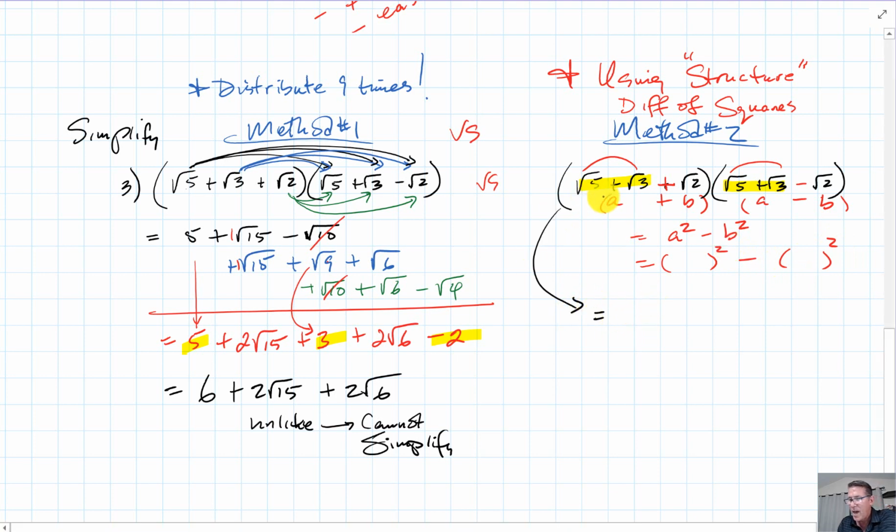So a is this root 5 plus 3. So I got to give it a hug, because it's a binomial, and I got to square it. Minus, that's the first term now. Minus the second term. Now the second term is root 2. That goes here. So I got to take root 2 and square it.